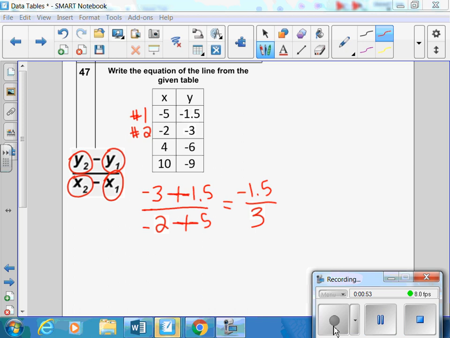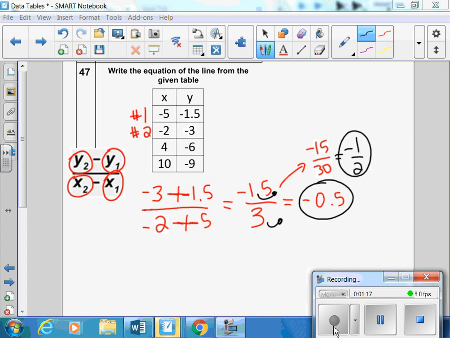Now we could actually divide and we get negative 0.5 if we do that. Or we could rewrite this as negative 15 over 30, if we move our decimal over one place on the top and bottom of the fraction. And then reduce negative 15 over 30 down to negative 1/2. This would be your slope.